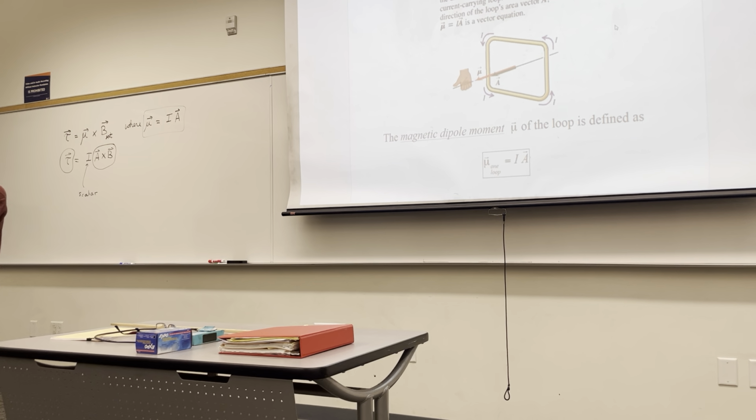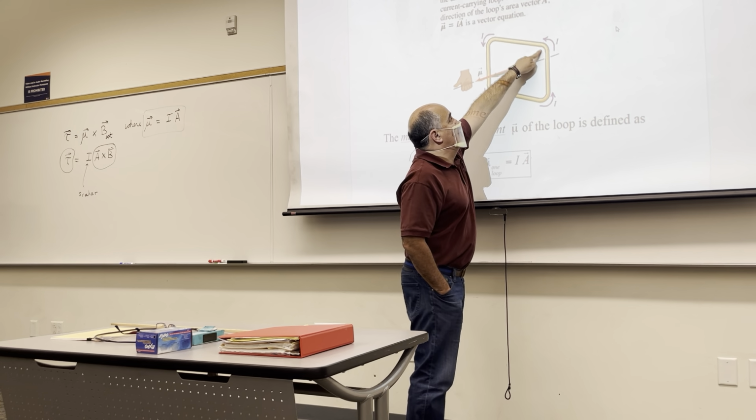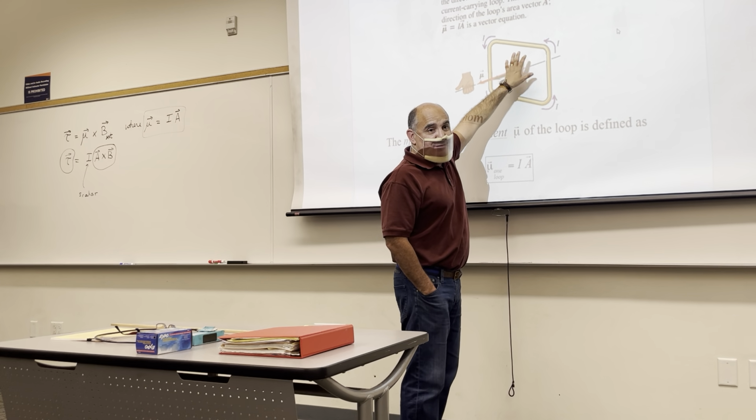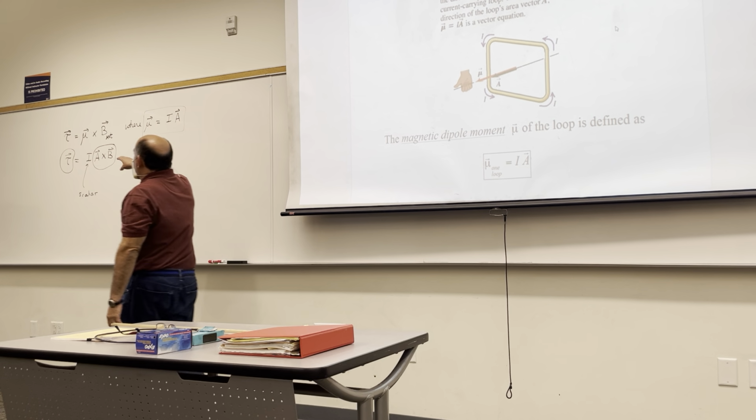Yes? This has nothing to do with the magnetic field created by the loop. Right. This is an external magnetic field. The fact that there is a current in this loop leads to the generation of a magnetic field generated by the loop. But that's not the magnetic field that we're talking about over here. Right?